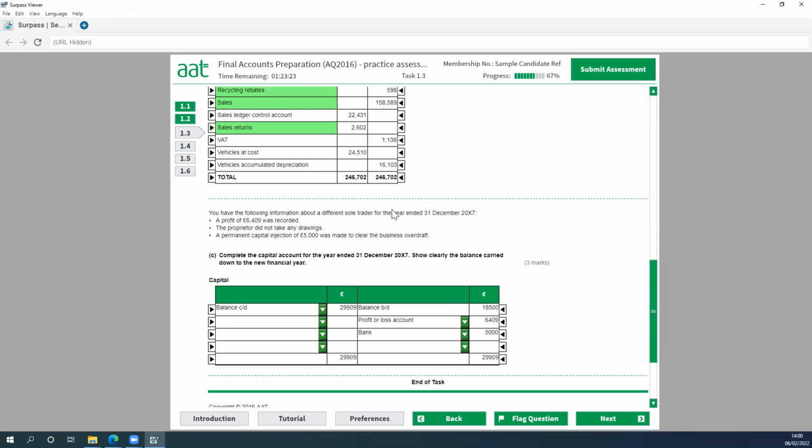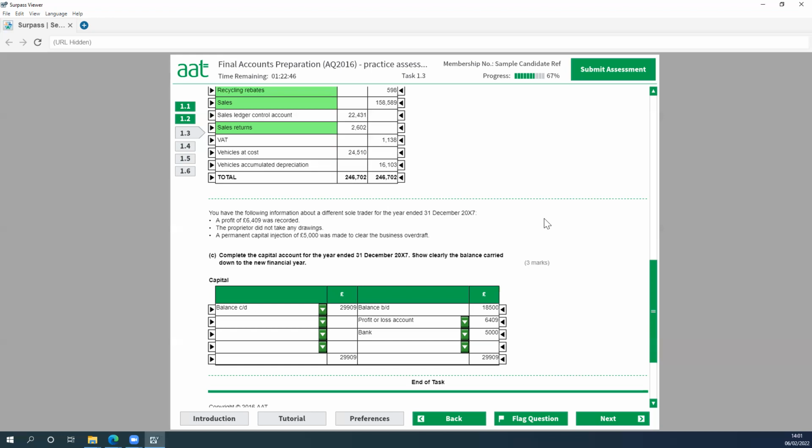It then says that the profit of 6,409 was recorded, so that profit is going to be added to the opening capital. So opening capital, which is what we put in, and then if you've got any drawings, maybe you take it out there as well. But there aren't any drawings in this particular question, so we don't take any drawings off, which would go on the opposite side. So start again. The profit of 6,408, no drawings, and they've also a capital injection of £5,000 was made to clear the business overdraft.